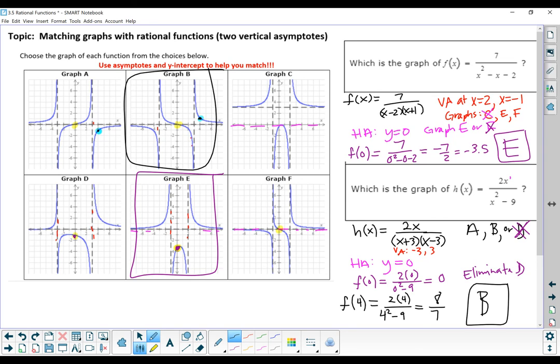Sometimes matching these can be a little tricky. Just do your best and check all of your attributes, and always, if you're stuck, you can always try evaluating and just matching it to points on the graph.